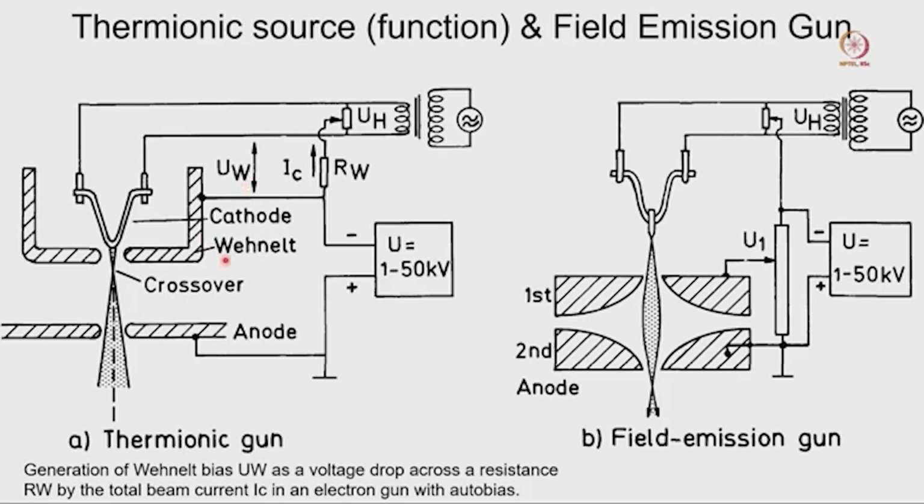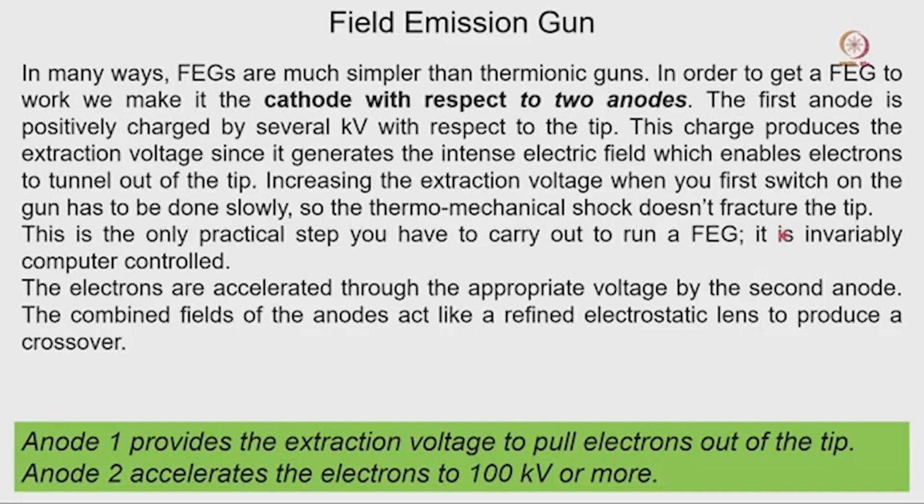This is a diagram taken from the book where you can see the filament, which is connected with the electric current, the Wehnelt cylinder, and the crossover point. In the field emission gun, there is the first anode and second anode, and then heat energy is used and we get the electrons. These are the two major differences. I put them side by side so we can see the differences between them.